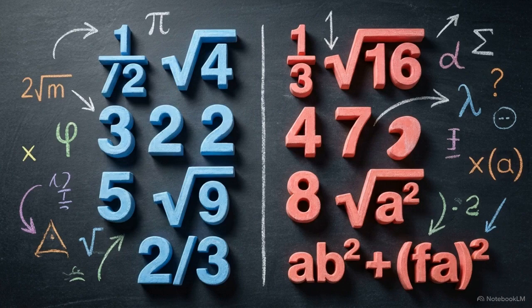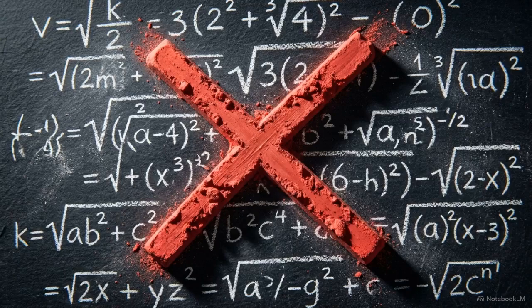Identifying a number's team is vital because it dictates your next algebraic move. If you mistake an irrational root for a rational integer, you'll likely apply the wrong simplification method before you even begin the real calculation. How do you sort them?